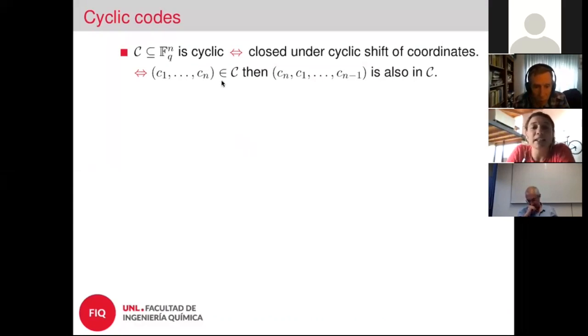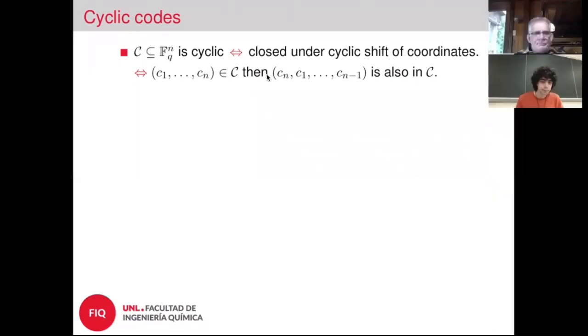And a cyclic code is just a code which is closed under the cyclic shifts of coordinates. That is, if this is a word in our code, then if I move this last coordinate and put it in the front, what I get is a new word which is also in the code. And if I continue doing that, putting c_{n-1} in the front, then I get another code word. And that happens for all the movements that I can do in all the words.